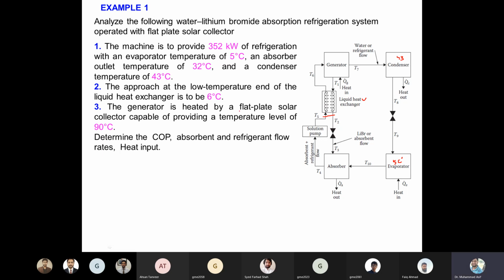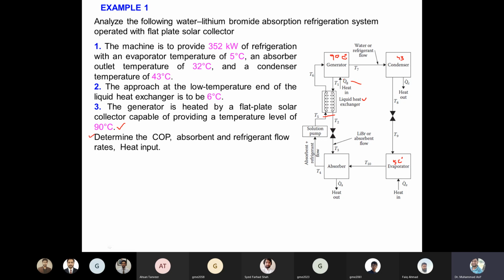And the generator is heated by a flat plate solar collector capable of providing a temperature level of 90 degrees C. So in that generator, in order to separate the liquid refrigerant, the temperature is 90 degrees C, right? So based on that, what is the performance of this system? What are the absorbent and refrigerant flow rates, and what is the heat input? Basically, this is very important. What is the heat input from the solar collector?